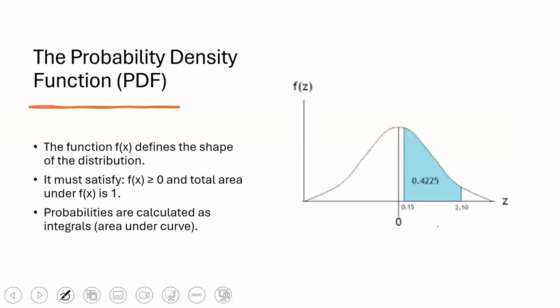A probability density function, or PDF, is a mathematical function that defines the shape of the distribution. It must always be non-negative, and the total area under the curve must equal 1. For continuous variables, you calculate probabilities using integrals, but don't worry, we'll mostly use Excel or tables to estimate areas. Think of the PDF as a way to tell us where values are more or less likely to fall. Taller parts of the curve indicate values that occur more frequently.